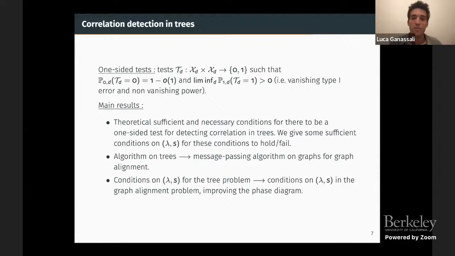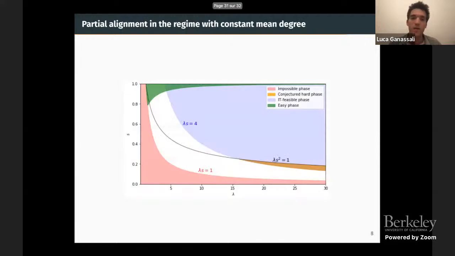So the phase diagram now is as follows. We already knew about these red and blue phases. So we know that this red phase here is the impossible phase. We don't have enough signal, the signal is not powerful enough. And then over lambda s equals 4, we know that theoretically there is an exponential time algorithm that succeeds. But what this contribution intends to do is to characterize. So this is only what is proven for now.